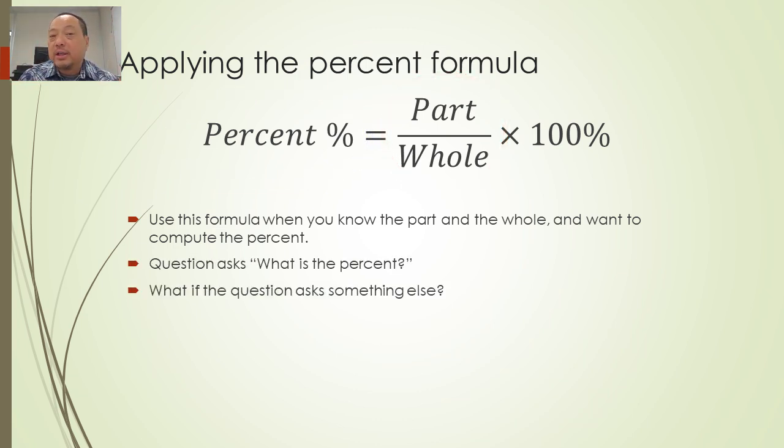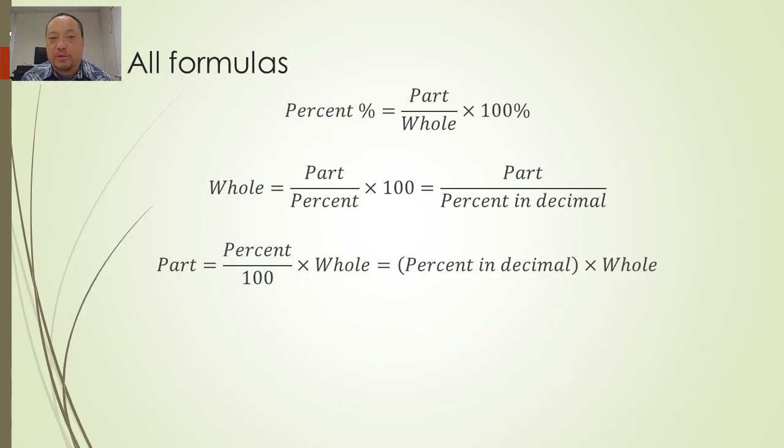But what if the given information is different? You're not given the part and the whole, or the question asks for something else. Well, in that case, we use algebra to move the formula around. And after we do that, these are all the percent formulas. They're just one formula, but things are moved around differently. If you're good with algebra, you can just stick with one of them and use that one to figure out all the rest of them.